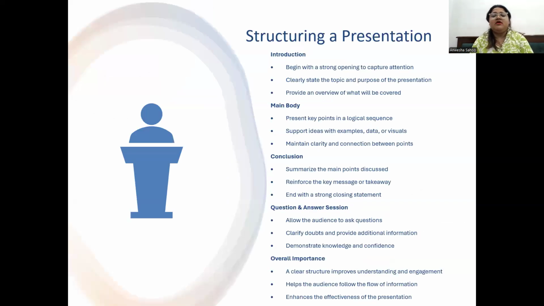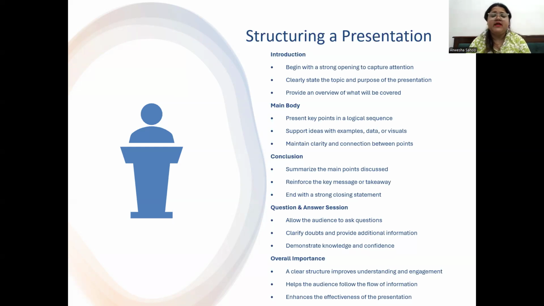So next is structuring a presentation or preparing a presentation. How will you prepare? First is the introduction part. Begin with a strong opening to capture attention. Clearly state the topic and purpose of the presentation. Provide an overview of what will be covered. Also, next moving forward is the main body. Main body should have key points in a logical sequence. It should also support ideas with examples, for example, data, or some visuals.